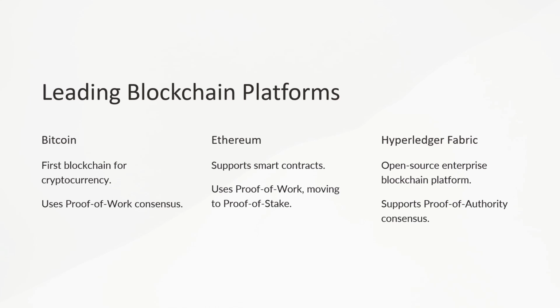Hyperledger Fabric is an open source enterprise blockchain platform that supports the proof of authority consensus mechanism, which uses identity as a stake. For example, businesses use Hyperledger to build custom blockchain applications for supply chain management.